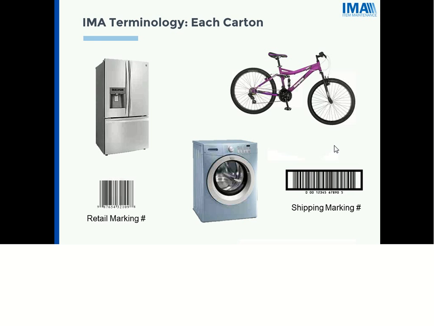So an each carton is different from an each package. They are not exactly the same. And each carton has both a retail marking number and a shipping marking number. It's usually just very large product, such as a refrigerator or a washer and dryer or a bicycle. It's sold in the same exact box that it's shipped in, which is why it requires both the retail and shipping marking number.